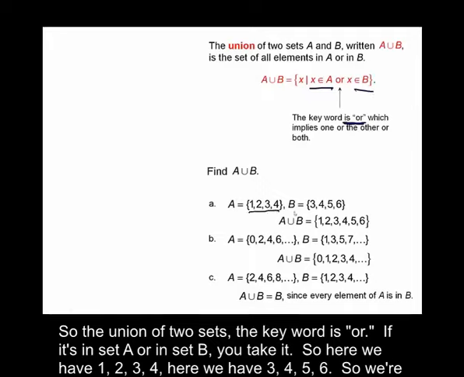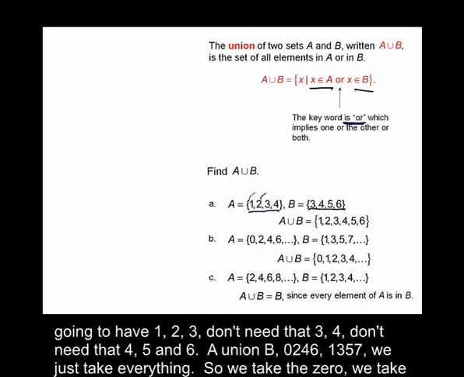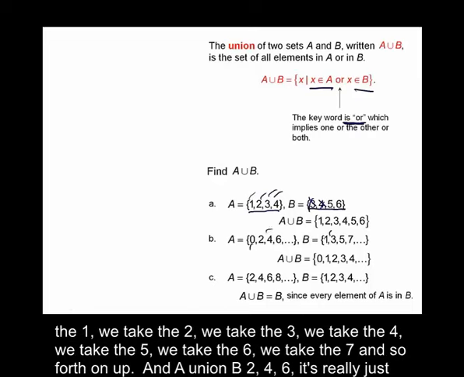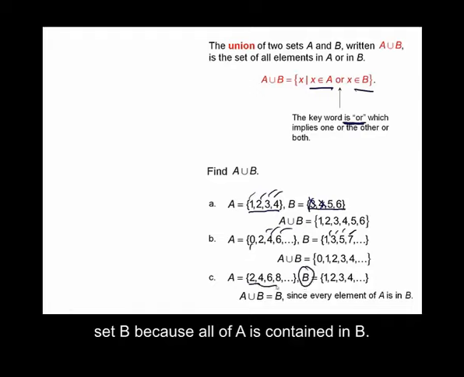So here we have 1, 2, 3, 4. Here we have 3, 4, 5, 6. And so we're going to have 1, 2, 3. Don't need that 3. 4. Don't need that 4. 5 and 6. A union B. Here we have 0, 2, 4, 6 and 1, 3, 5, 7. We just take everything. So we take the 0, we take the 1, we take the 2, we take the 3, we take the 4, we take the 5, we take the 6, we take the 7, and so forth on up. And in the last example, A union B is really just set B because all of A is contained in B.